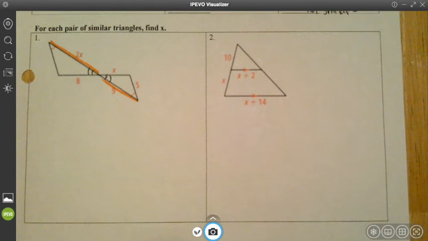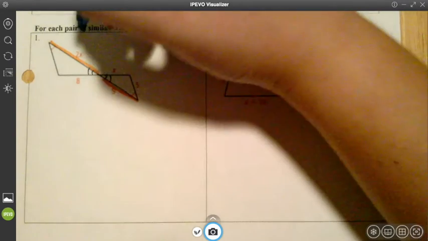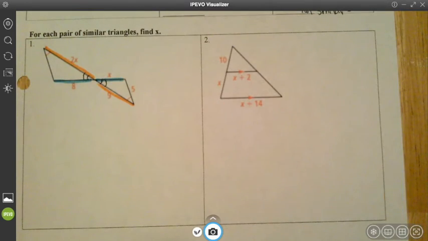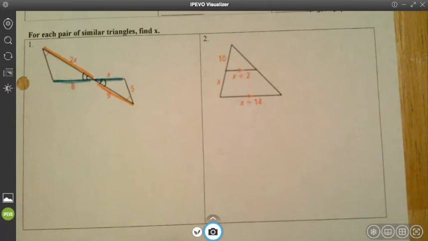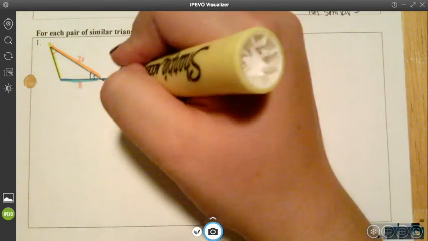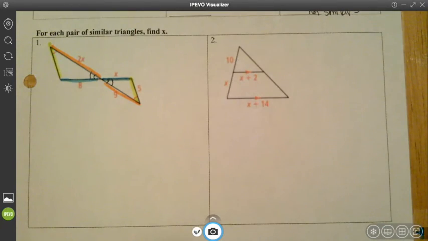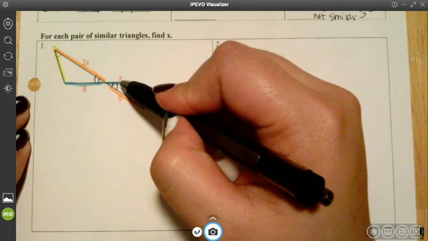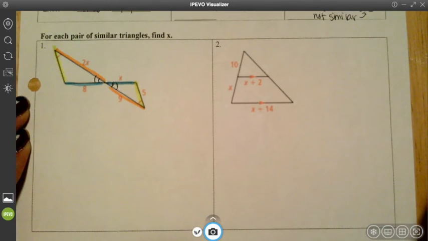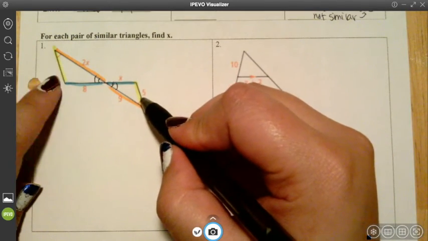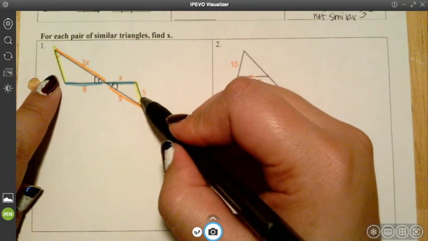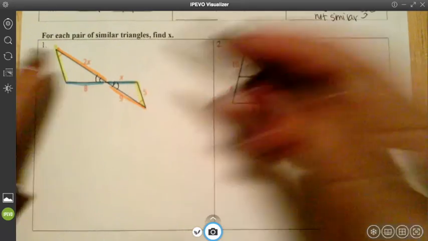And the reason it's important to mark these is because I need to be setting up my proportions with the corresponding sides. So two to none, two to none. And my third side length, one to none, one to none. So how do I set up my proportion? Well, here I have my blue side and my orange side need to be in the proportions because my yellow side does not have one of the side lengths. So it's missing information that I would need. And therefore, I'm going to set up my proportions with blue and orange.